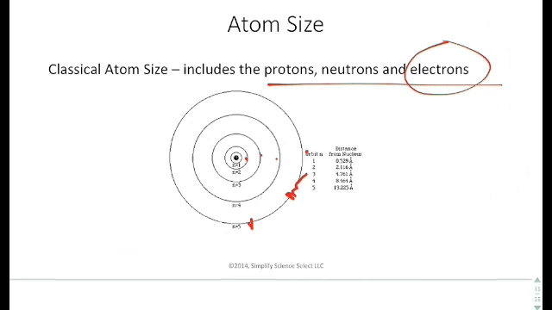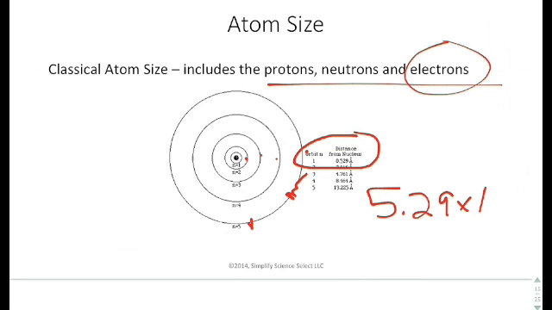Generally speaking, we refer to the classical atom size as the size in the ground state. In this particular case, for hydrogen it would be 0.529 angstroms, or 5.29 times 10 to the minus 11 meters, which represents what we call the Bohr radius.